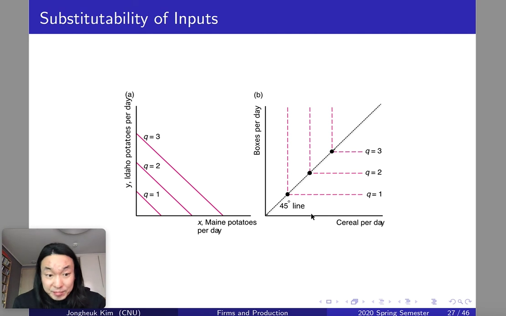On the right-hand side, the relationship between the input of box and the input of cereal is that they are perfect complements, because without the box we cannot buy cereal, and without cereal the box is empty, so it doesn't have any worth in the market. So they have a complementary relationship, and according to this textbook, the cereal and the box are perfect complements. So the shape of the isoquant curve is very similar to the perfect complement indifference curve. Okay.